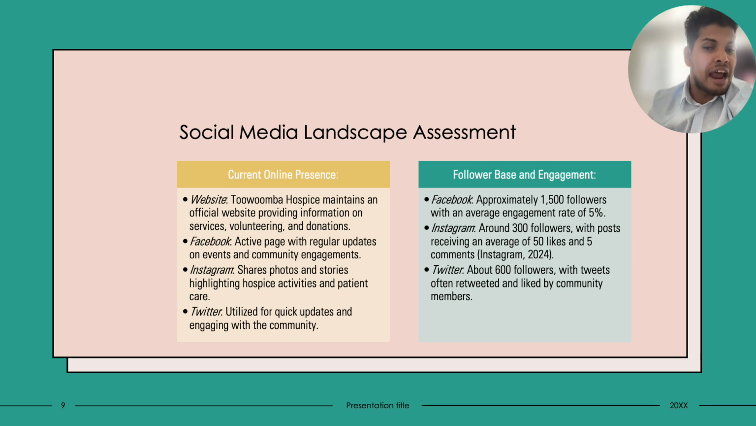So, social media landscape assessment. Toowoomba Hospice is present on the web through an official website and social media profiles on Facebook, Instagram, and Twitter. The Facebook page has about 1,500 current followers who receive daily events and community updates, while the Instagram account shares hospice stories with 300 followers. It is also employed in updating the public and communicating with community members.